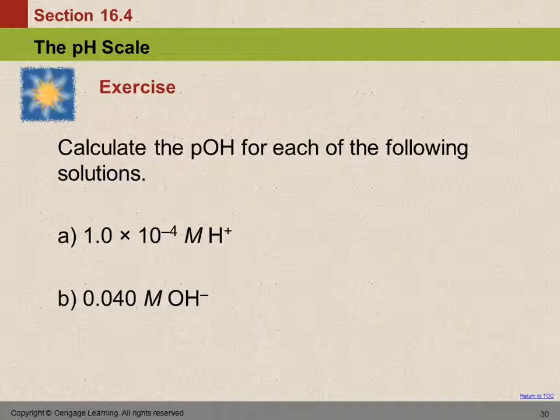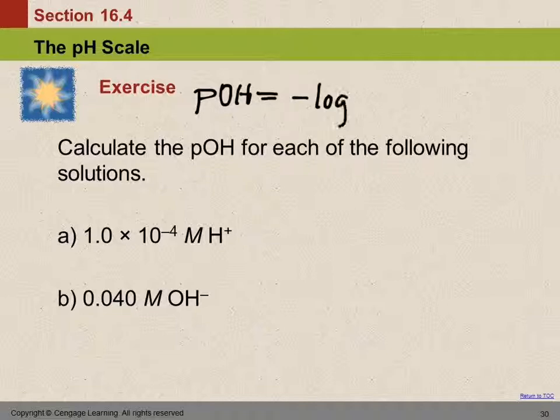These are the same things down here, but now the question has changed. Calculate the pOH. P is a function that means negative log of. So pOH is equal to the negative log, instead of hydrogen ion concentration, the negative log of the hydroxide ion concentration.